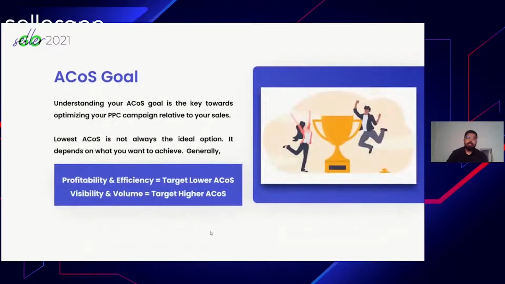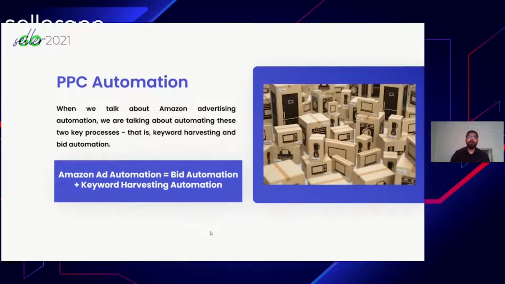Now, when setting up the ideal ACoS goals, we need to understand what we are trying to achieve for our brand. Are we looking at increasing the profitability and efficiency of the campaigns? If that's the case, a lower ACoS is the way to go. On the other hand, if you're looking at improving sales and improving the visibility of a brand, we should set a slightly higher target. We just launched a new automation feature on our platform.